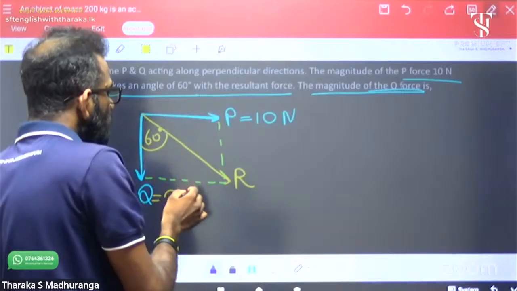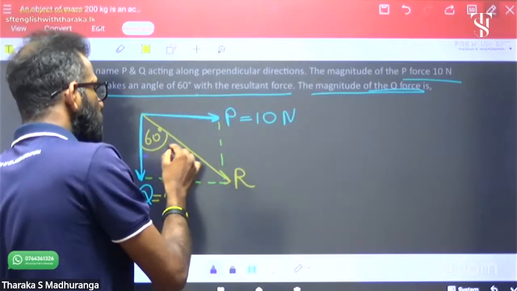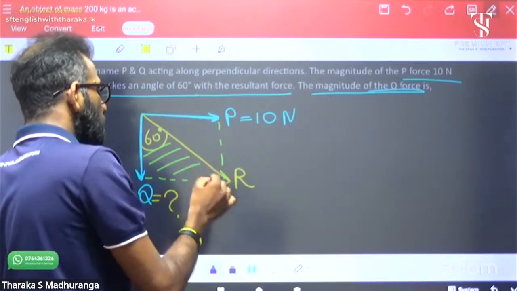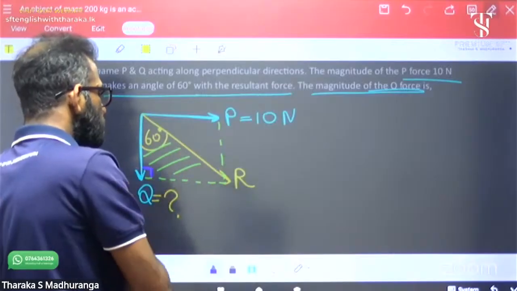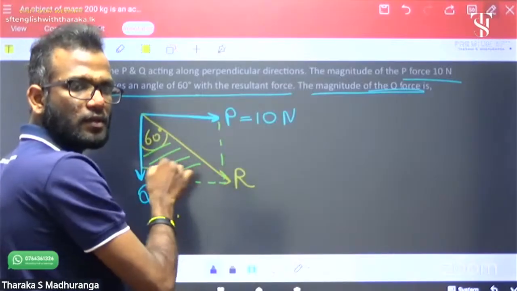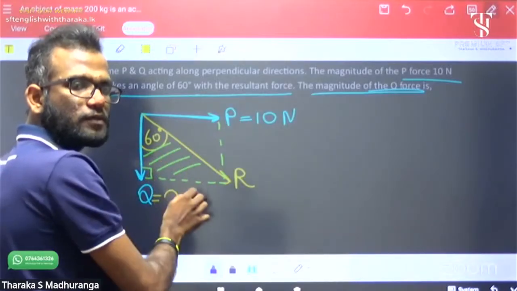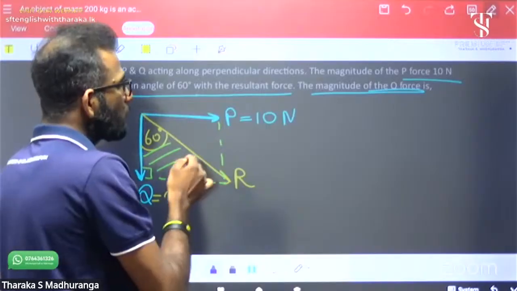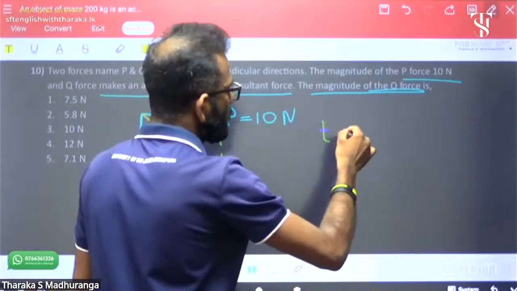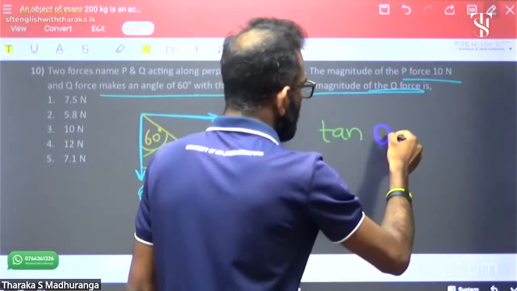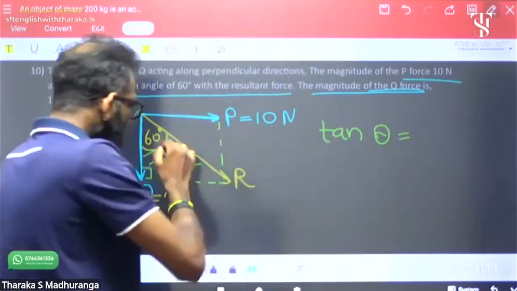Okay, now I'm going to use opposite over adjacent. I'm going to use the trigonometry ratio for this right angle triangle. Now it is a right angle triangle. Opposite over adjacent. Opposite is always P, right? Tan theta equals opposite over adjacent.